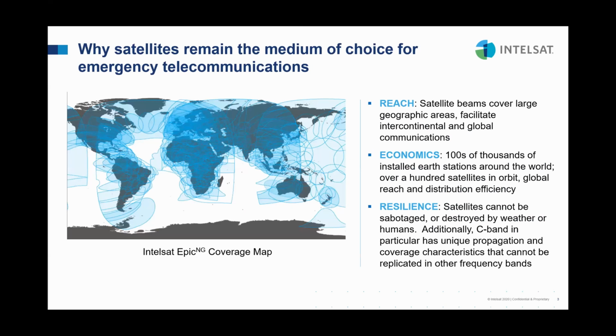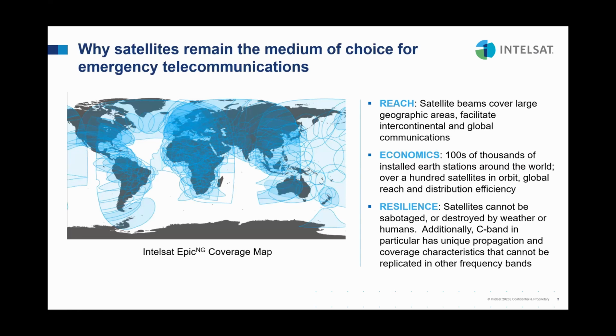Okay, so first I would like to start with a question about why satellites remain the medium of choice for emergency telecommunications. In times of disaster, satellites are positioned uniquely to provide such communication. First, you have the reach. The reach of satellites is unmatched by any other means. You can have global coverage, and this map here shows you, for example, the collective coverage map of our Intelsat EPIC satellites.